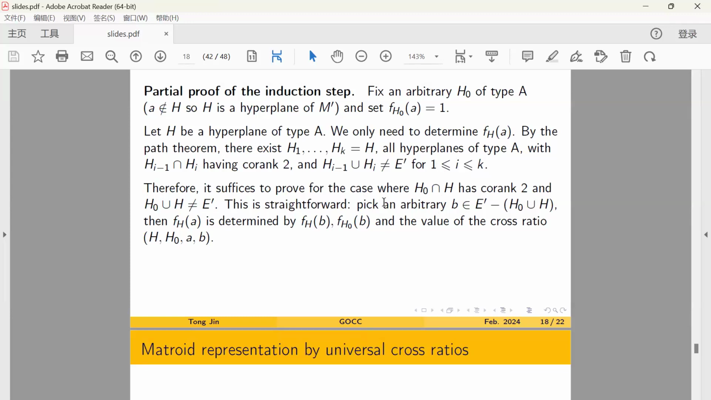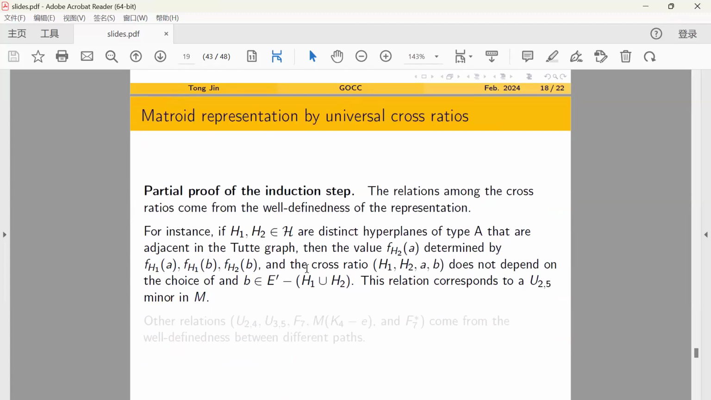Now, for instance, if we have two different choices of element outside the union, then the value of F_H(A) actually does not depend on the choice of the element you pick outside the union. And this relation corresponds to a U2 minor in the matroid.